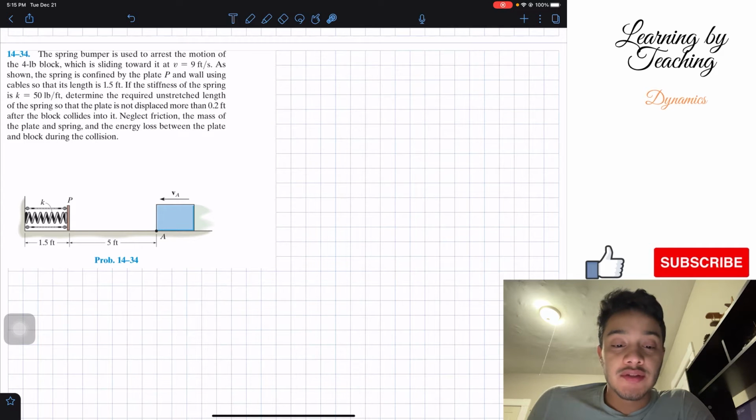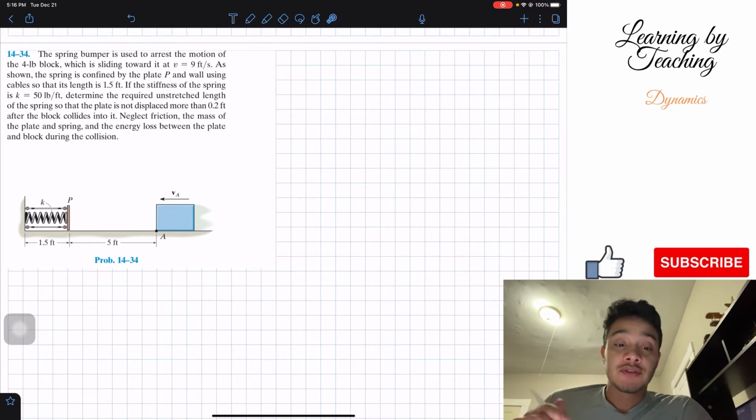As shown, the spring is confined by the plate P and wall using cables so that its length is 1.5 feet. If the stiffness of the spring is k equals 50 pounds per foot, determine the required unstretched length of the spring so that the plate is not displaced more than 0.2 feet after the block collides into it. Neglect friction, the mass of the plate and spring, and the energy lost between the plate and block during the collision.